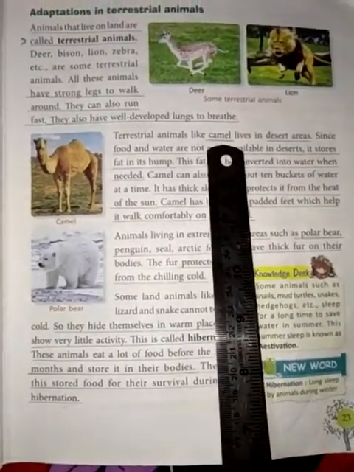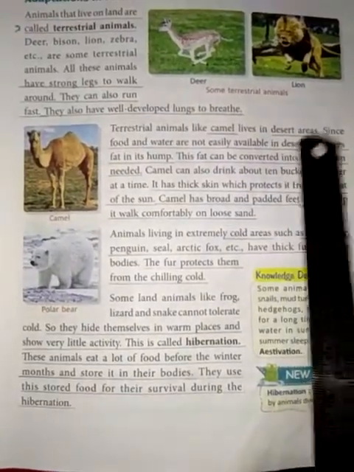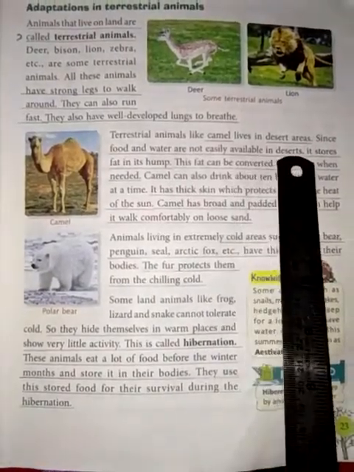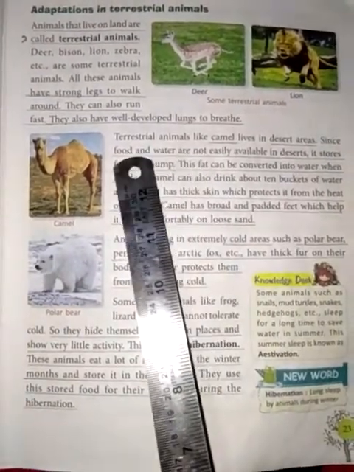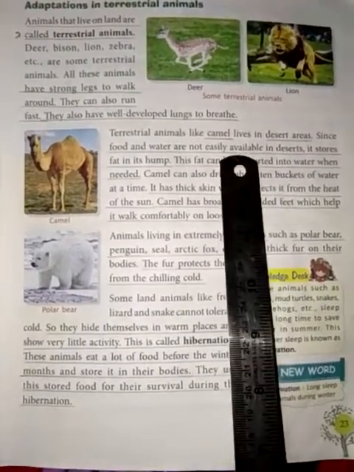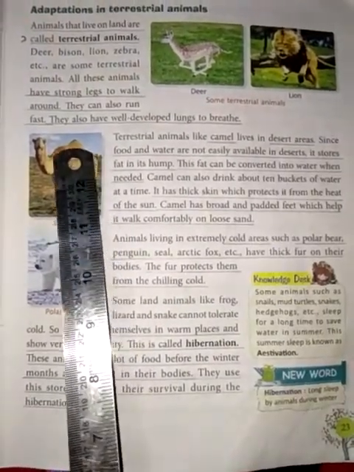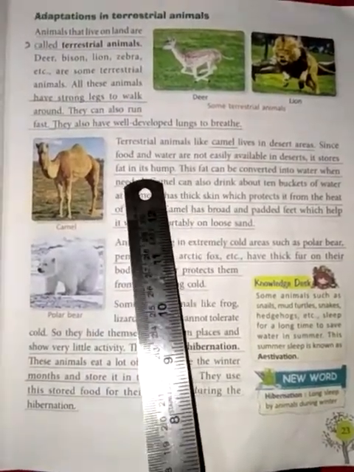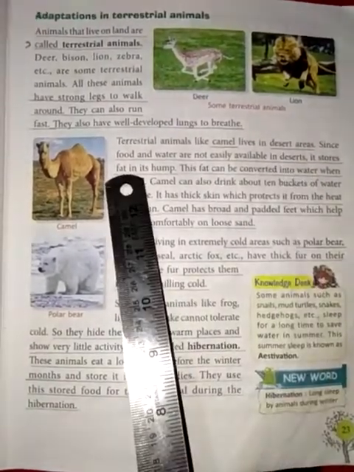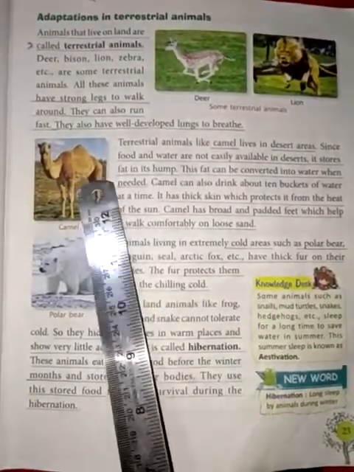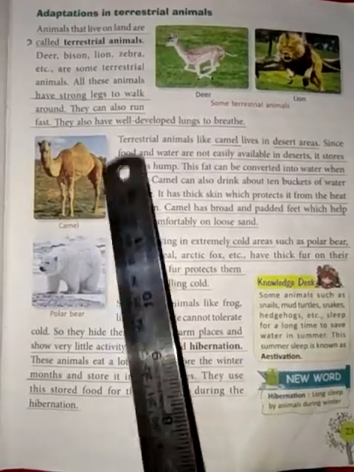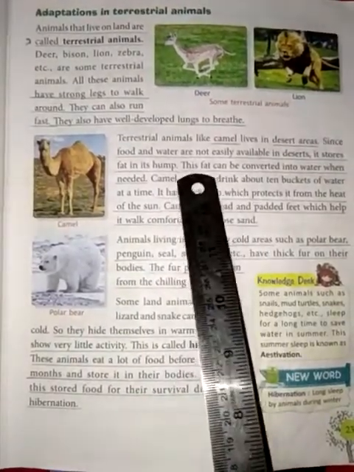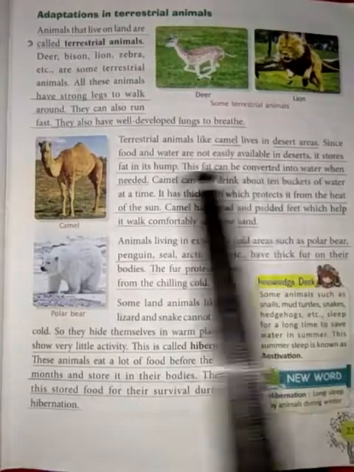Where does the camel live? It lives in the desert, you know. Camel lives in desert area. Since food and water are not easily available, the desert is dry, there is very little food and water in the desert. So what does the camel have? It has this hump. You can see in this picture, this is the hump of the camel. What is the use of the hump? The food or fat is stored in this hump. What does a camel do? It eats food when it is available, and the fat is stored in this hump. And when it does not get food, this fat is converted into water when needed.